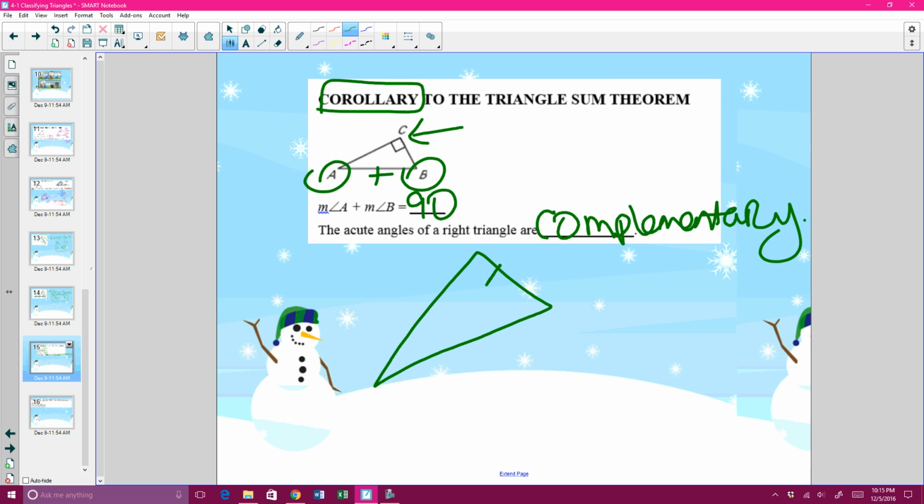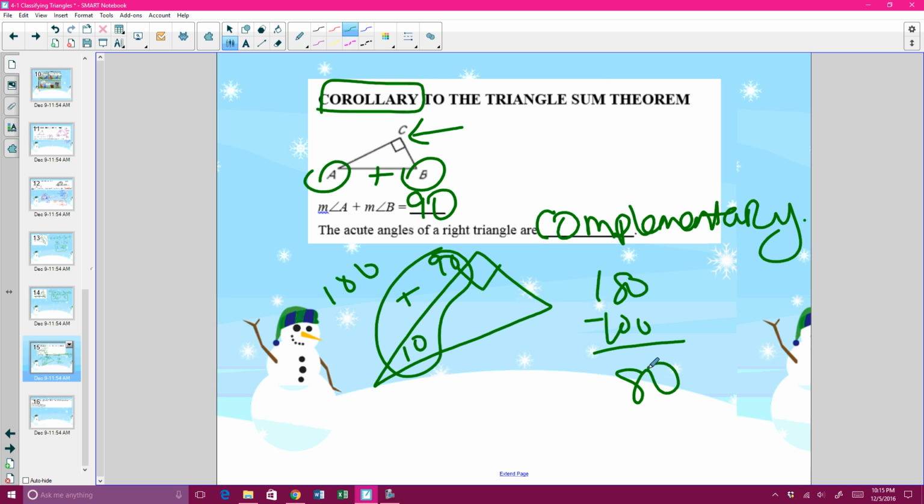So if I have this right triangle and I said that this is 10, you don't have to do 180 minus, this would be 90 plus 10. That's 100. Equals 80. You could just do the other 90 degrees of the triangle because you already have 90 here. You could do the other 90 degrees minus the angle you're already given and just get 80 that way.